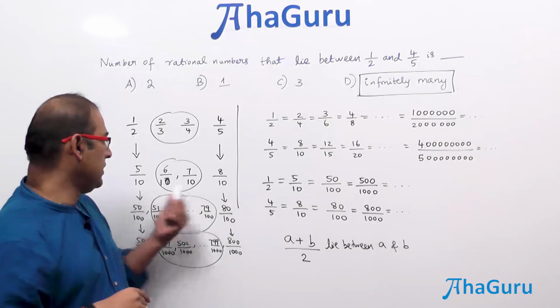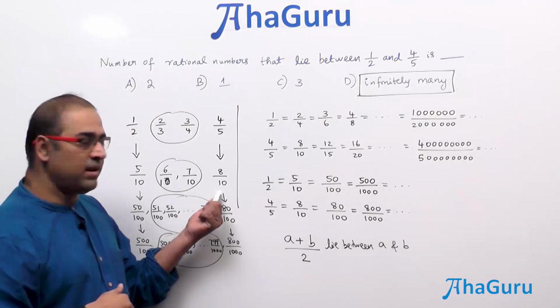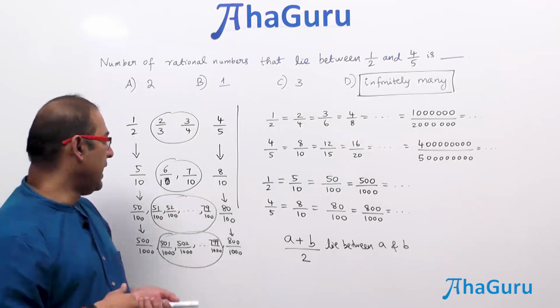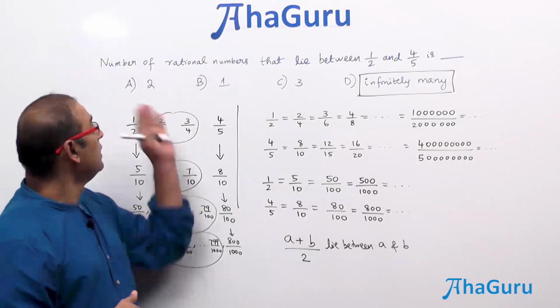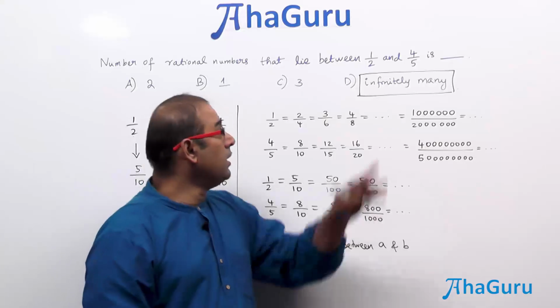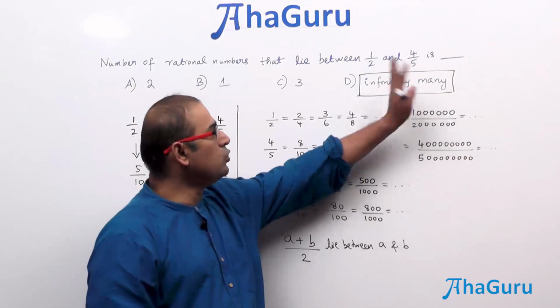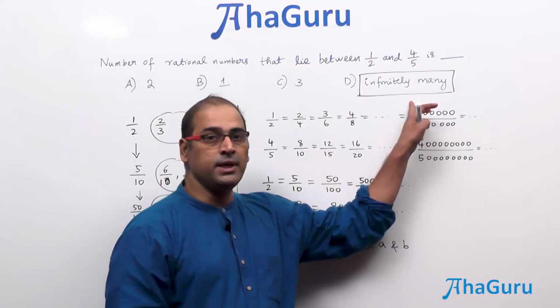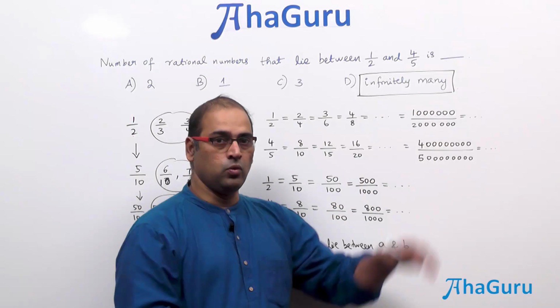So don't just see that some denominator like 10 or some other pattern gives the only numbers. Therefore, the number of rational numbers lying between 1/2 and 4/5, or in general between two different rational numbers, is infinitely many. So that is your answer.